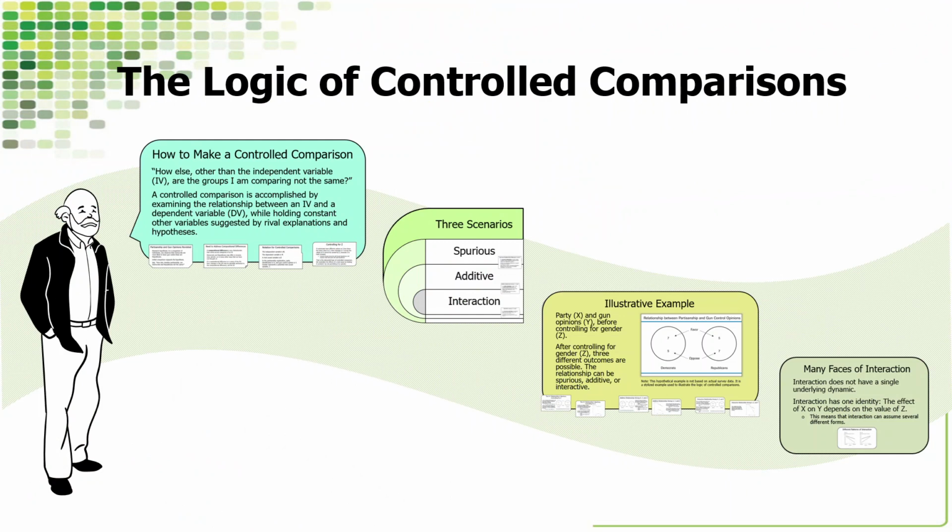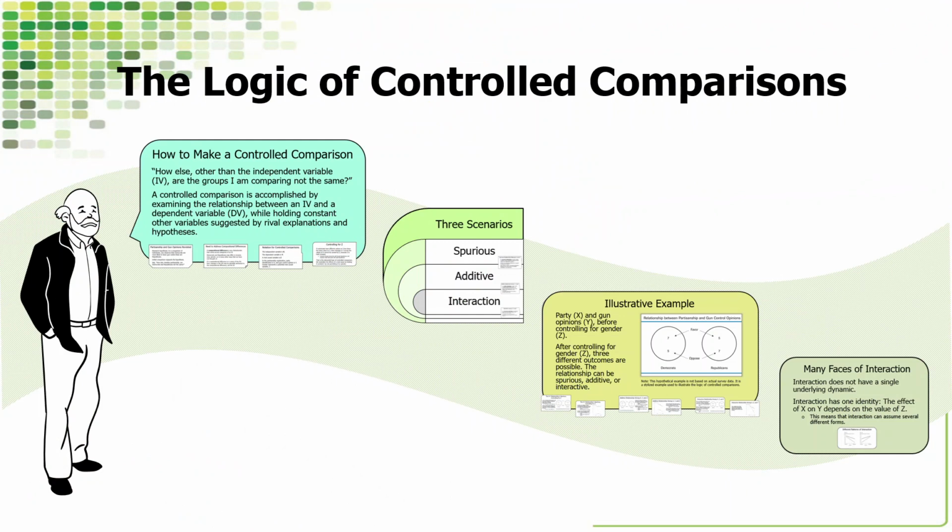Let's talk now about a very common research design in political science and three things that can happen when you control for a potential rival cause of a dependent variable. We're going to look at spurious relationships, additive relationships, and interaction relationships. These are the three possibilities of relationships that can happen when you control for a rival explanation.